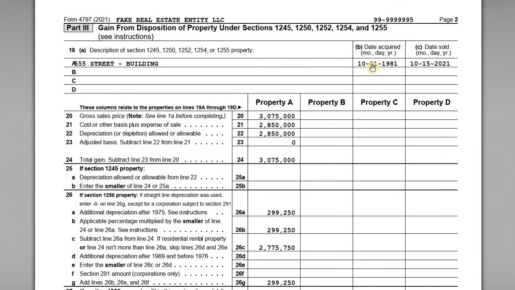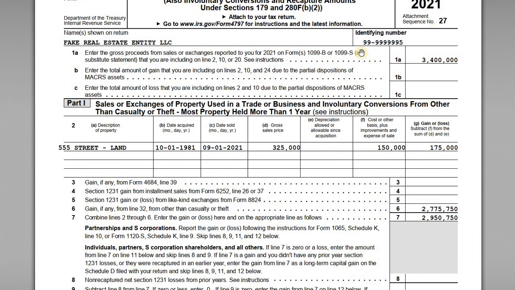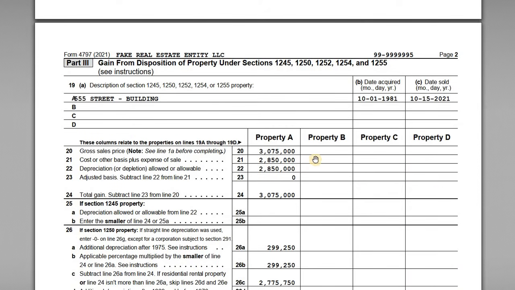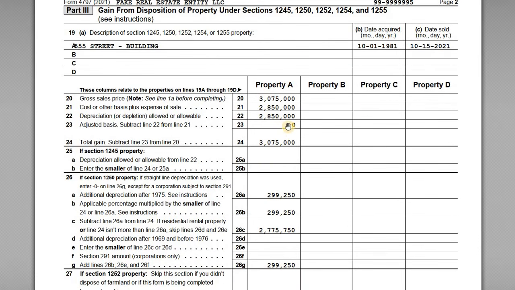So we've got the sale of our building here, right? There's the date of acquisition, there's the date sold. The gross sale price as allocated to the building, right? Remember, we sold the property for $3.4 million, right? That's the total sale price reported up here on line 1A, but we have to allocate it between the building and the land. So $325,000 was allocated to the land, and then that remaining piece, the $3.075 million, to the building. Now the cost basis there in the building, remember, $2.85 million, and then the depreciation that was taken over the years was also $2.85 million in total, right? Because we've had it a very long time. So our adjusted basis is 0. There's our gain on the building.